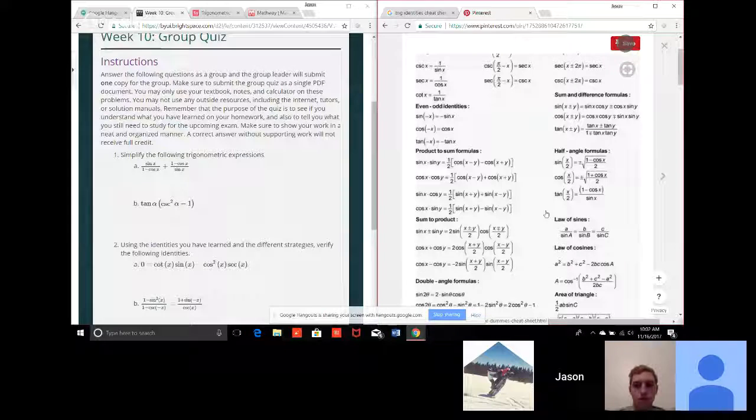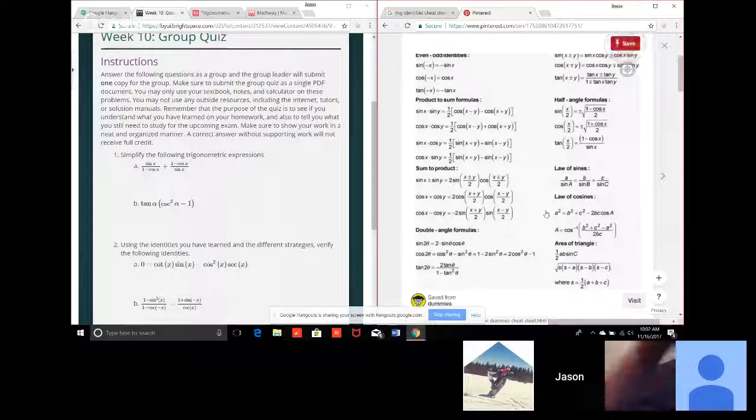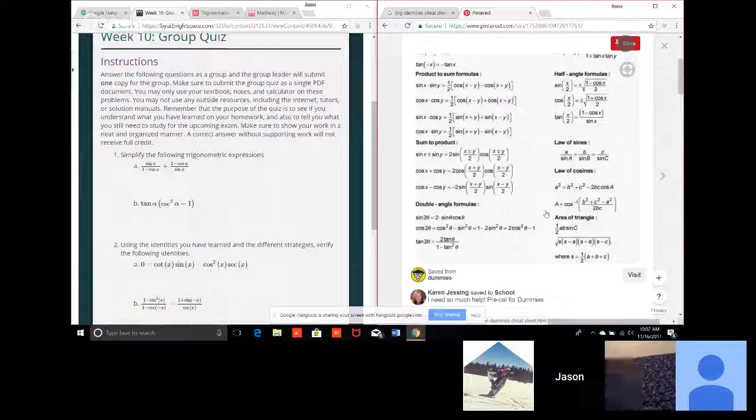So I really am trying to understand this. I'm just not doing it. Well, the law of sines says that a over sine A equals b over sine B.